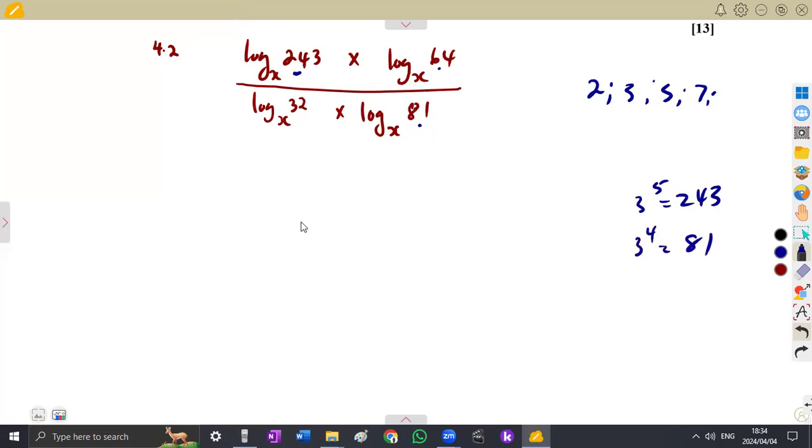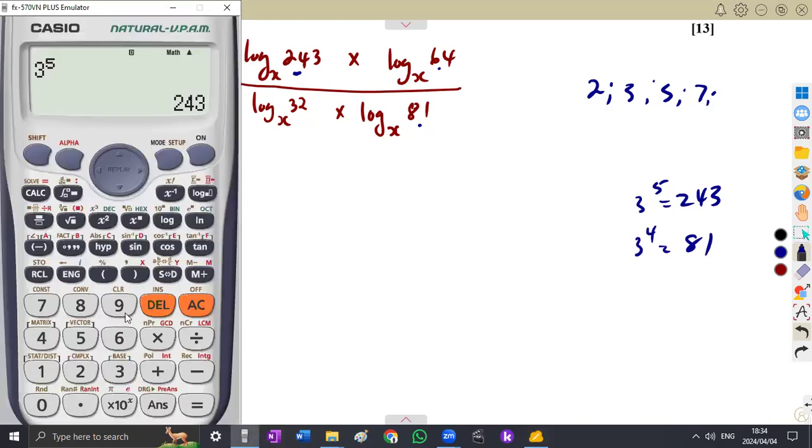The same thing with the 64. We can't use 2 there. We can't use 3, we have to try 2. 2 to the exponent of what? 2 to the exponent of 6. So you try exponents until you get this 64. So this is how you are going to work out this question.